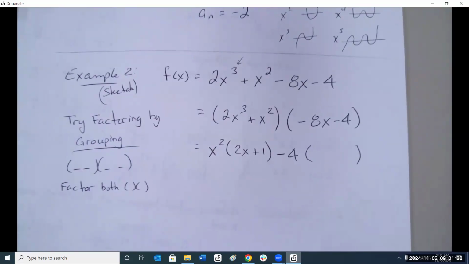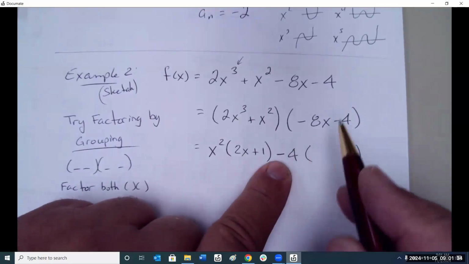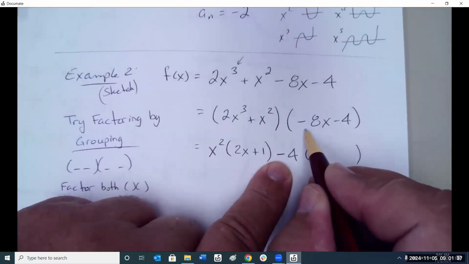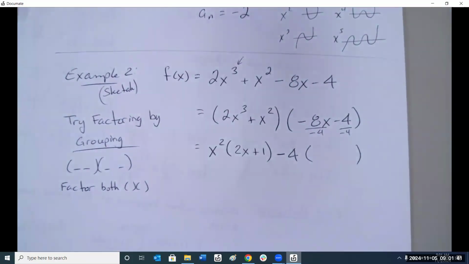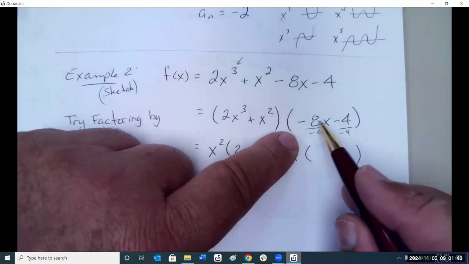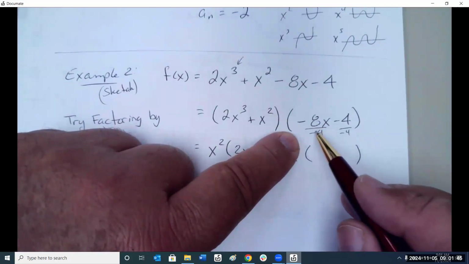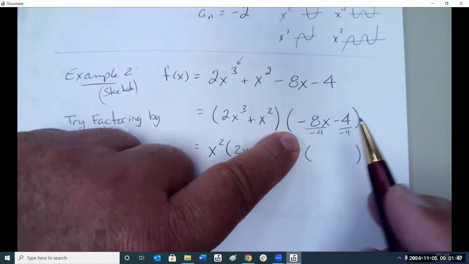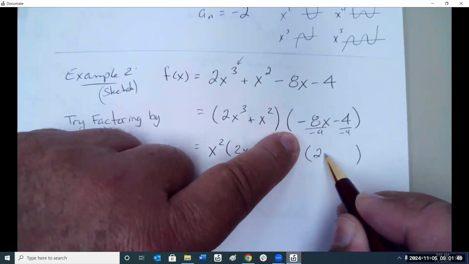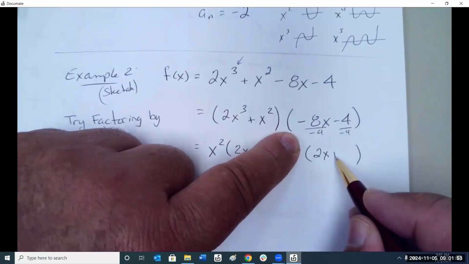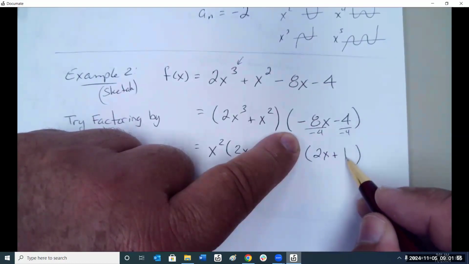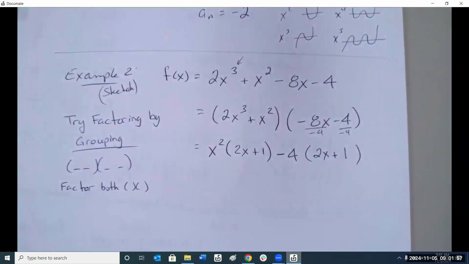Now, the easiest way to do this, whatever you factor out, to see what goes inside there, just divide those by what you factored out. So negative 8x over negative 4. The negatives cancel. 8 divided by 4 is 2x. Negative and negative cancel, makes it a positive. 4 divided by 4 is 1. That's the easiest way to figure out what goes inside there.